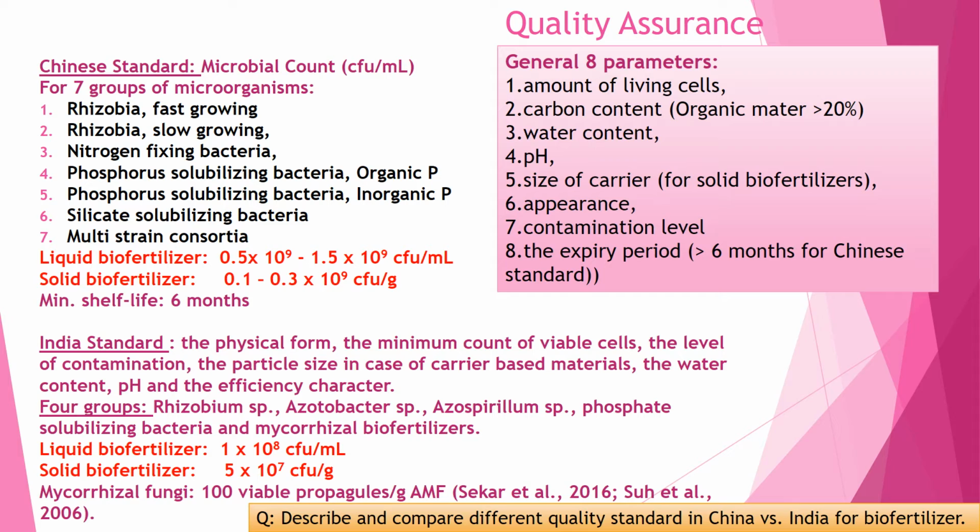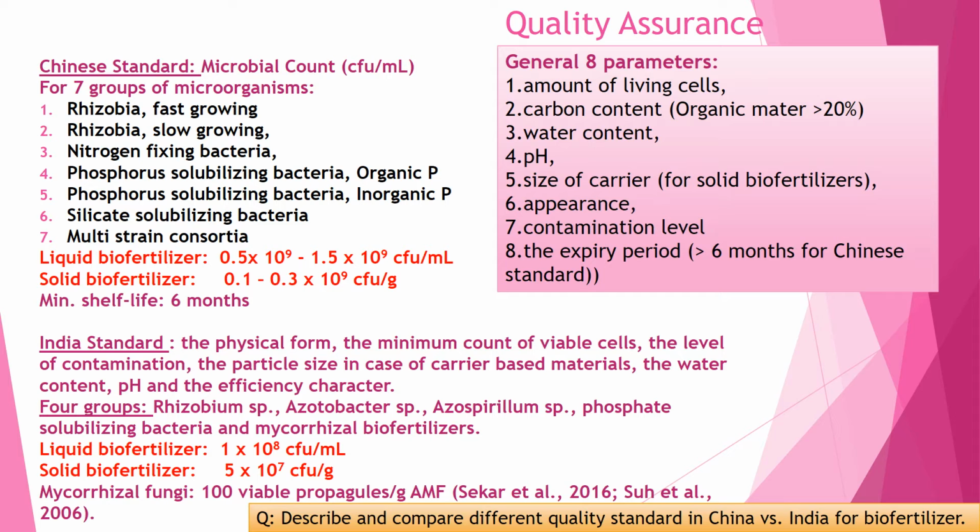You must follow a certain form, for example granule, and then you must have the minimum count of viable cells, as I said, in CFU here. Then the level of contamination: for example, you may have lead or mercury in your soil or compost. You must keep the level below the acceptable concentration.